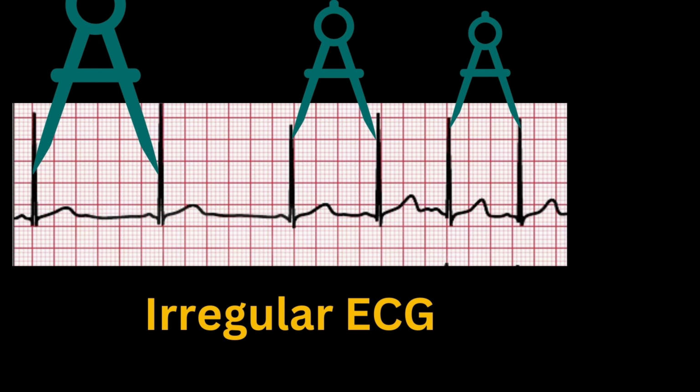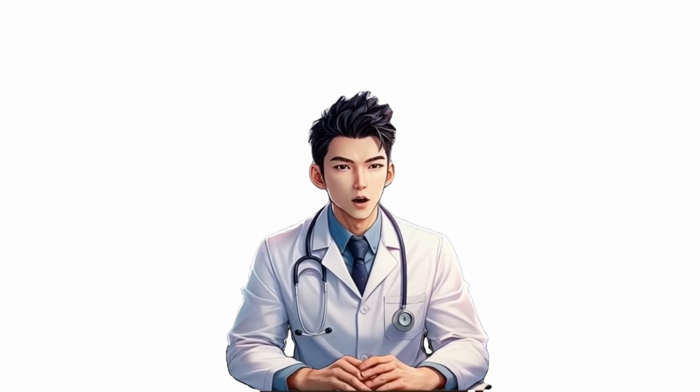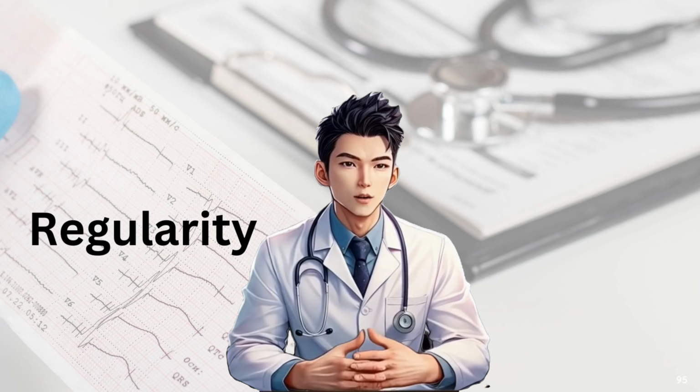In summary, we talked about rhythm determination, the rate and regularity. We talked about different methods: the square counting method, the 300 method, the 1500 method, and the 6-second method of rate calculation. And then we talked about how to determine regularity in an ECG. You determine it with calipers or a simple ruler or simply by counting the number of small boxes in between.